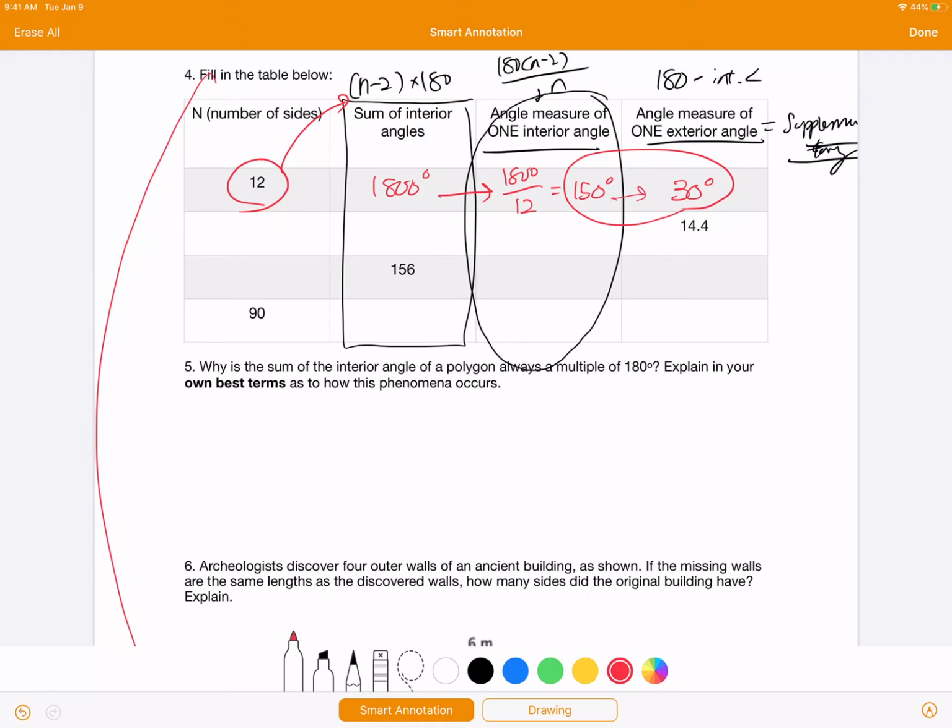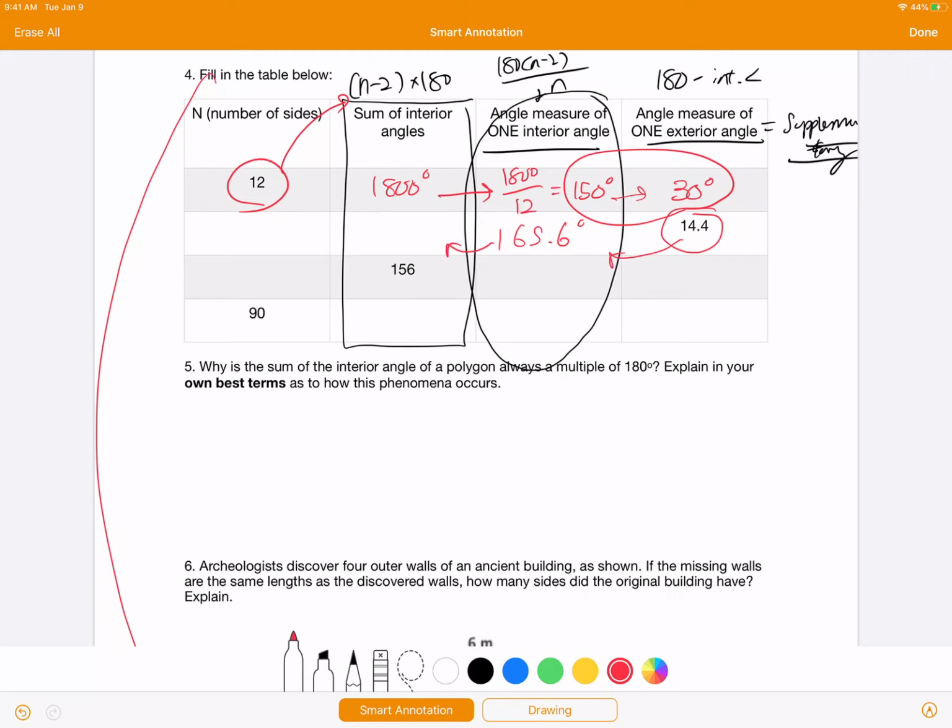Now, if you were to go backwards and say, I have one exterior angle, then you simply have to go back. You have to do 180 minus that. So what you're going to get is 165.6 degrees as your measure of one interior angle.